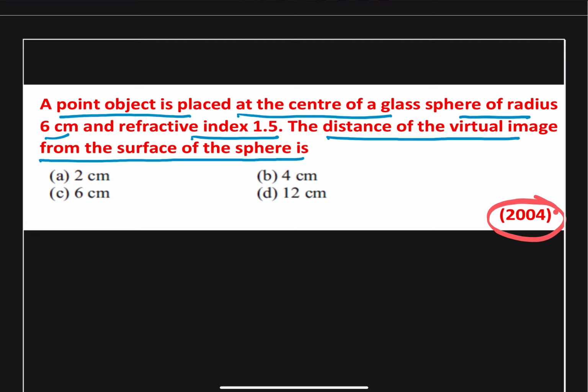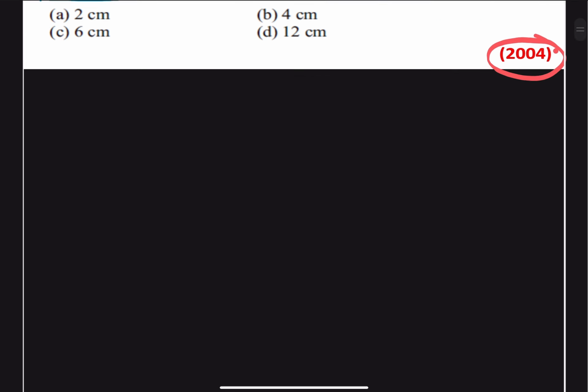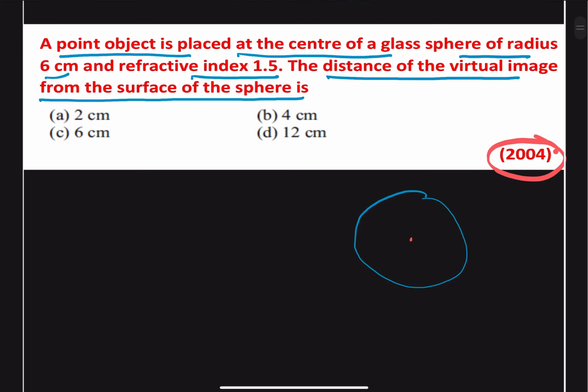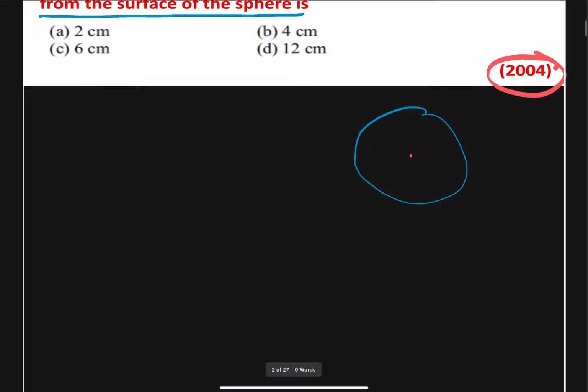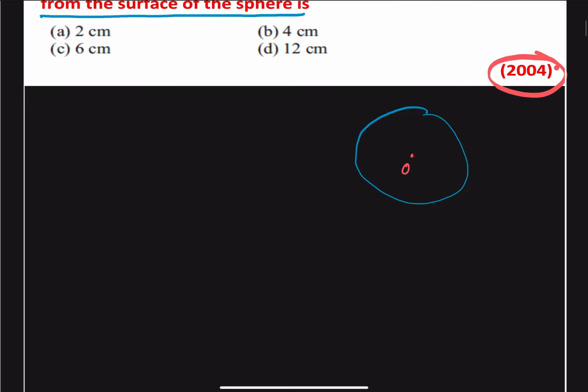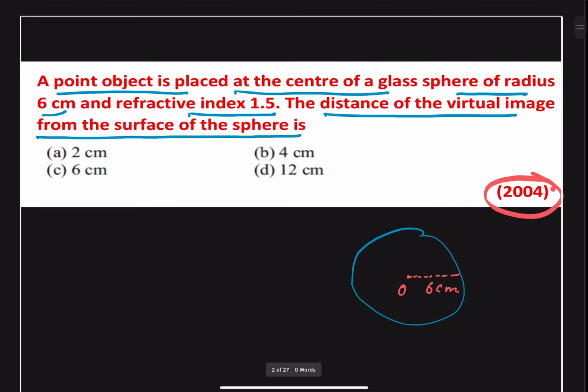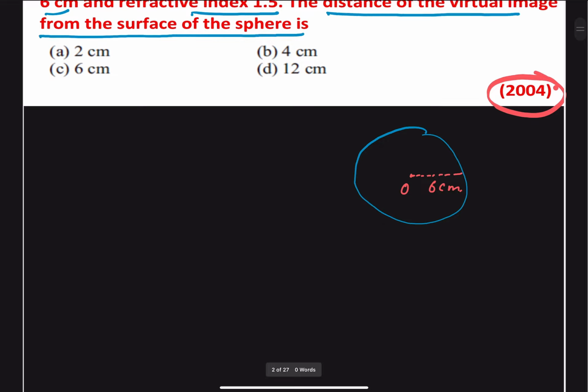In this case, we are given a glass sphere. So we can draw an approximate figure for that. It is something like this. And we have a center and the object is placed at the center. So here lies the object and the radius of this sphere is given as 6 centimeter. We have to find the image, which the question says is a virtual one. And the refractive index of glass is also given, that is 1.5.